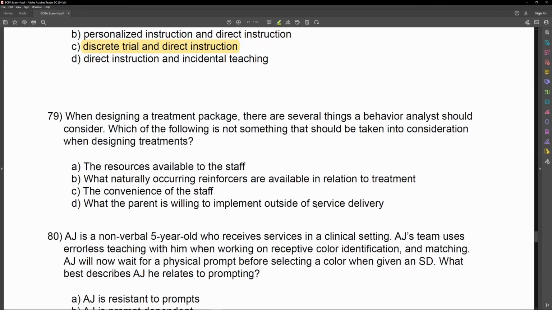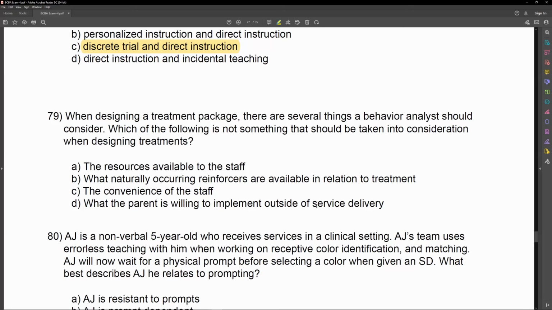C, the convenience of the staff. Are we worried about how convenient a treatment package is for our staff? Not necessarily, okay? We want to go within reason, but really the last thing we should be thinking about is, are we inconveniencing the staff? It's all about the client, all about the person we're working with. As long as our treatment package is effective and can be implemented, the convenience of the staff is not high on the priority list, right? So far C is the best answer.